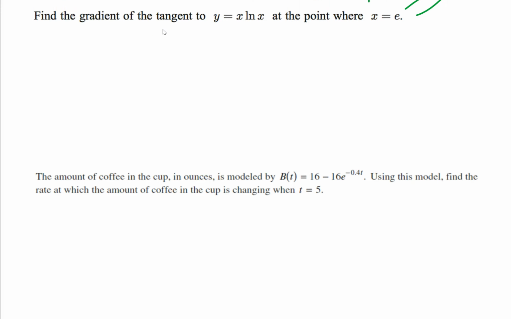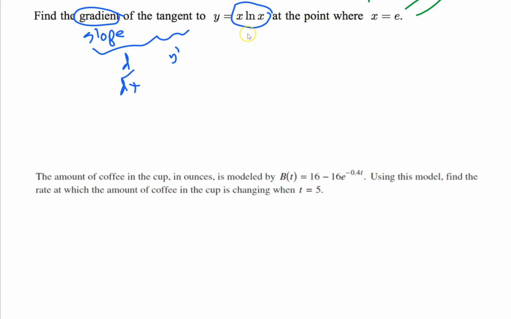Okay, so let's look at this one. Find the gradient of the tangent line to y equals x natural log x at the point where x equals e. So first of all, remember gradient means slope. It's a fancy way of saying slope. And it says slope of the tangent line. Remember, that's just code for derivative. That's all that is. We need to find y prime. So now we're going to take the derivative of this.